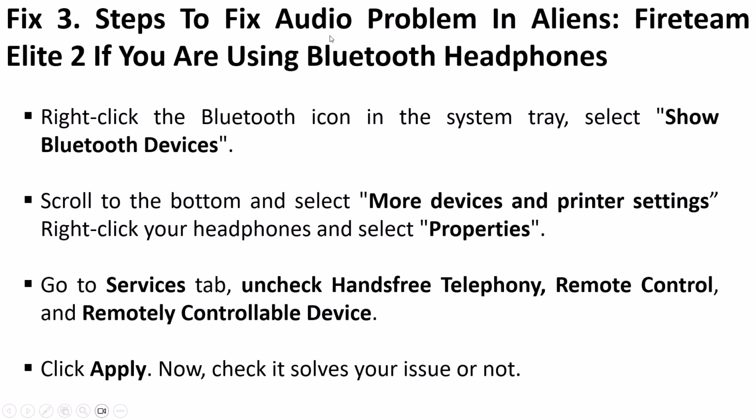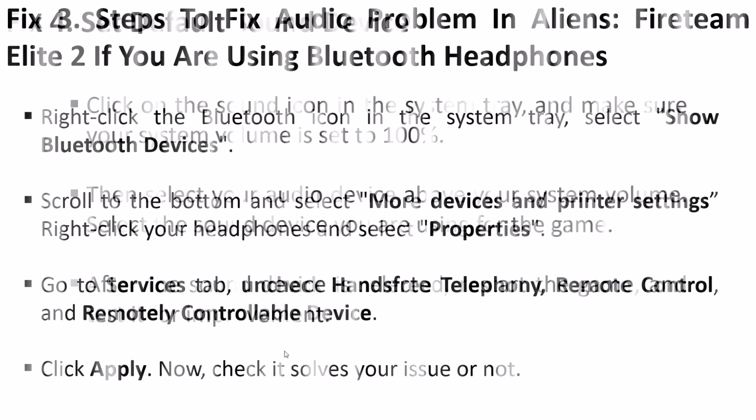Steps to fix sound or audio problem in Aliens Fireteam Elite 2 game if you are using Bluetooth headphones. So right click the Bluetooth icon in the system tray, select Show Bluetooth devices, scroll to the bottom and select More devices and printer settings. Right click your headphones and select Properties. Then go to the Services tab, uncheck Hands-free Telephony, Remote Control and Remotely Controllable Device. Then hit Apply and then launch the game and check.